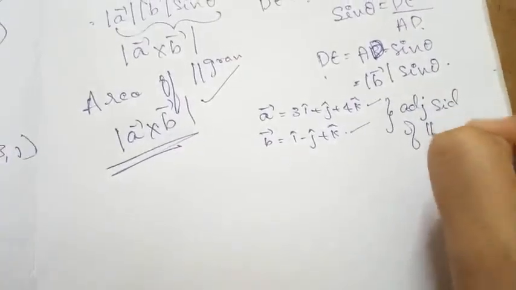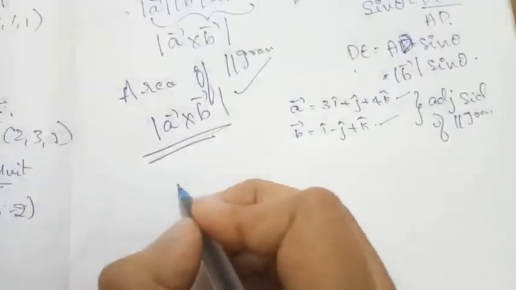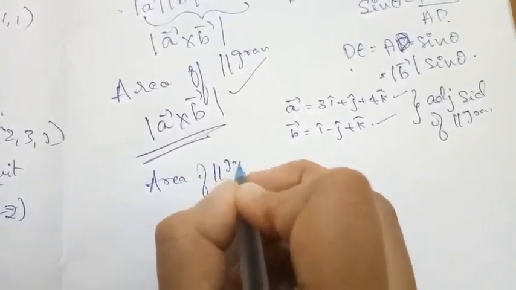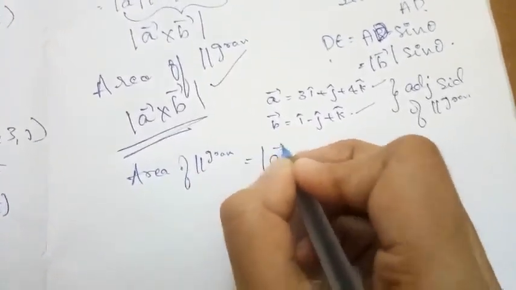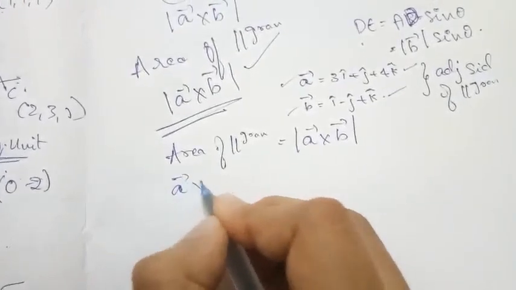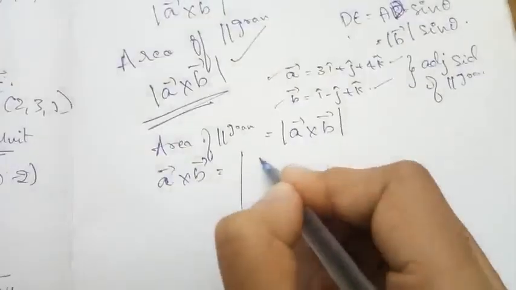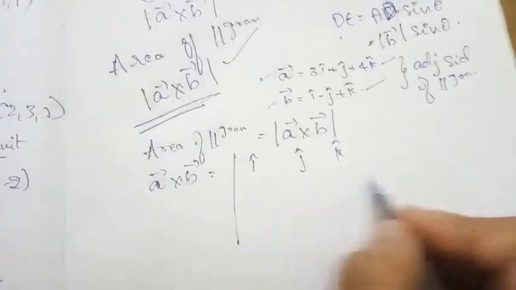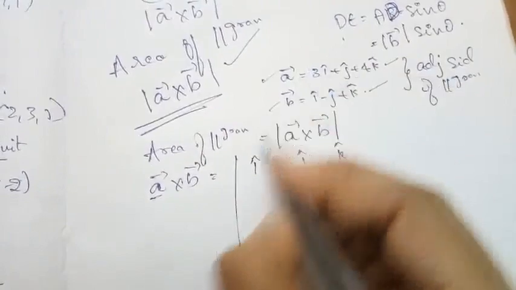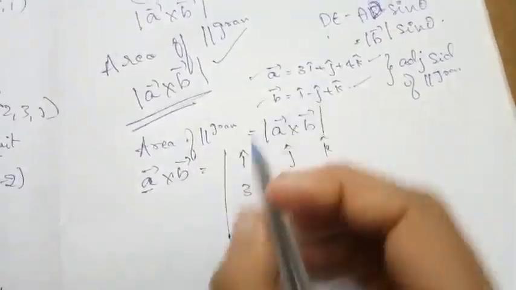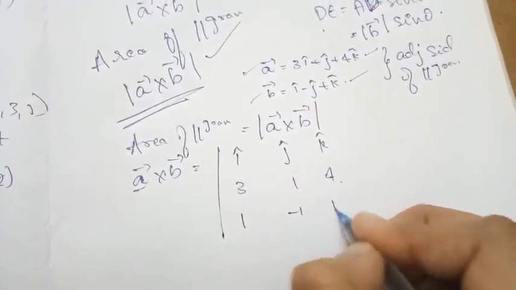Now suppose they have given any two adjacent sides of a parallelogram and asked us to find its area. Generally, area of a parallelogram is equal to the magnitude of vector A cross vector B, because the adjacent sides are given. To get the magnitude, first you need to find vector A cross B. So the first row is I cap, J cap, K cap. Second row, components of the first vector A, that is 3, 1, 4. Third row, the components of the second vector B: 1, minus 1, 1.